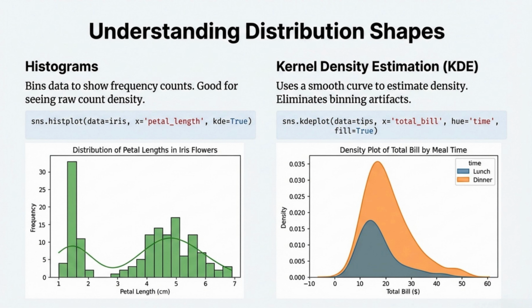Distribution plots show how data is spread across values. Common plots include histogram, KDE plots, and rug plots. They help us understand skewness, spread, and data patterns.